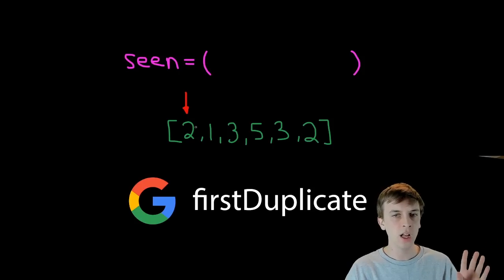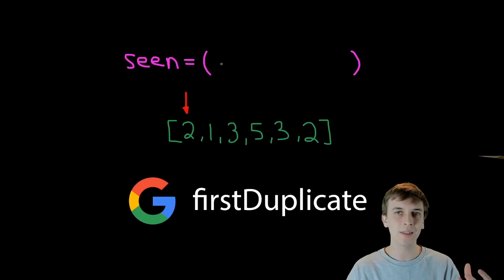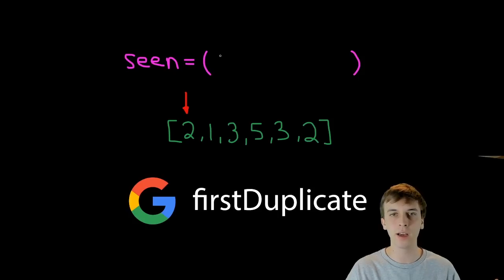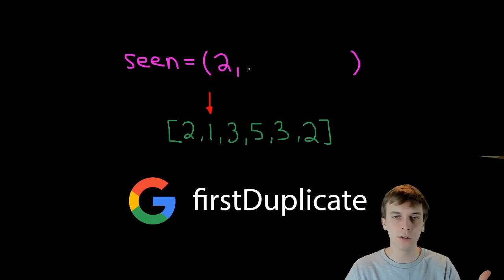So let's have a hash set. And here's the idea. Let's loop through these numbers one by one, and let's add them to the hash set. And the first time we see one that's already in the hash set, that is going to be the first duplicate that we see. So let's just walk through this example. We see 2. Is 2 in the hash set? No. Okay, so let's add it to the hash set. Okay, 2's in. All right, now we look at 1. Is 1 already in the hash set? No, it's not. So let's add 1 into the hash set.